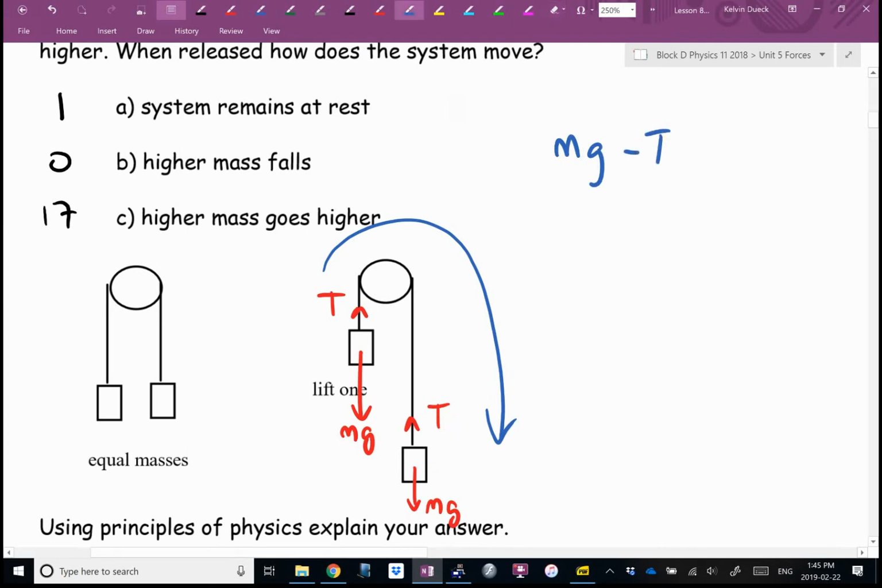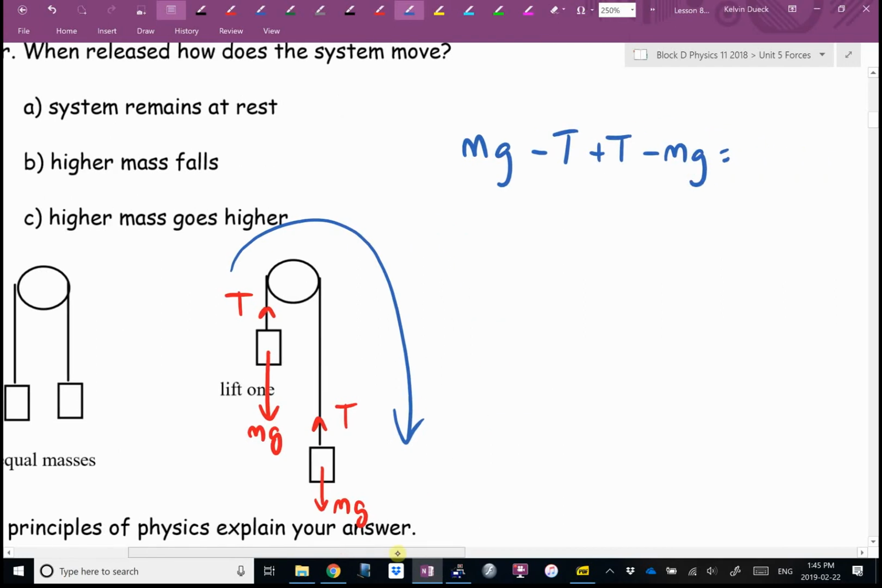Minus. Now, this tension here, you might be tempted to call it a loser because it's pointing up. But if you follow it, follow it, follow it, and follow it to this side, when it gets to this side, which way is it going to be pointing? Winner, plus. And you might be tempted to say that this mg is pointing down and it's a winner, plus. But if you follow it all the way to this side, you've got to use your imagination. You see, I think it's going to be pointing up. Loser, minus.